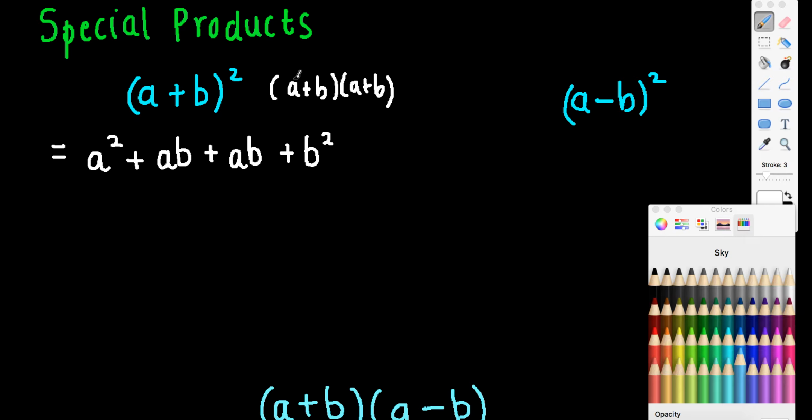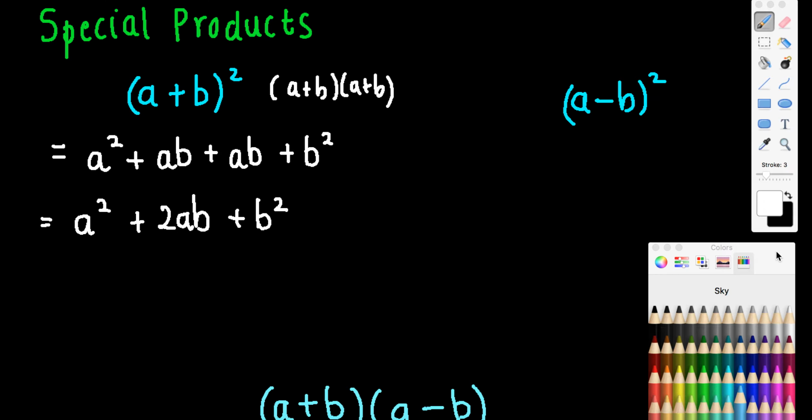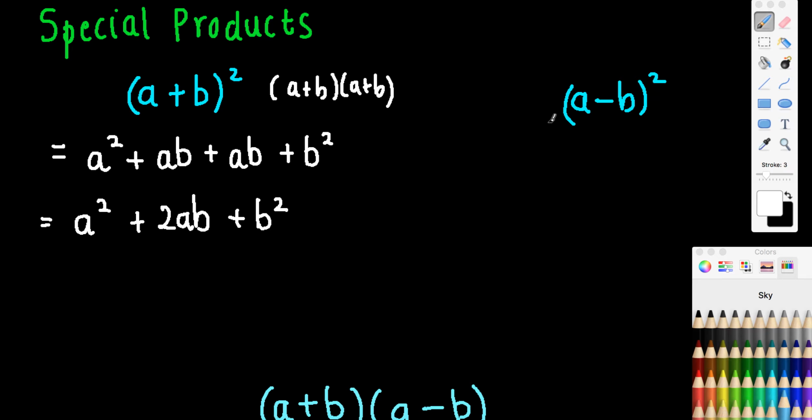So the first terms, the outer terms, the inside terms, the last terms. When we collect the like terms, as you can see, (a + b)² will always expand to a² + 2ab + b². And we're going to use that, of course, with surds, and it is going to allow us a bit of a shortcut to expand these quite quickly and efficiently.